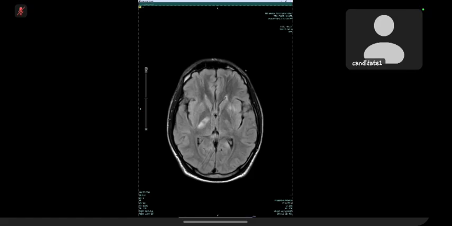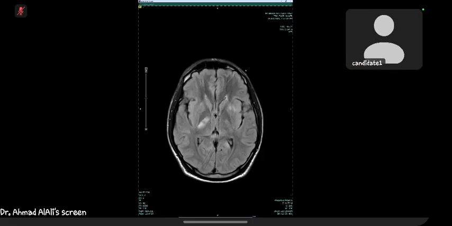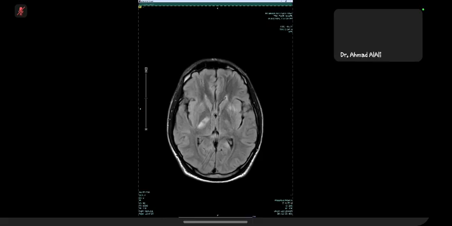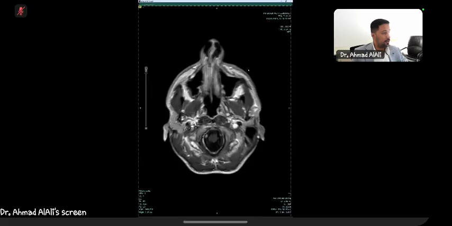So it's a bilateral involvement, and involvement of the brain and the spinal cord, also involving the gray matter, the splenium of the corpus callosum and the basal ganglia as well. This can be some demyelinating process. I want to see the post contrast images. These are the post contrast images available to you.